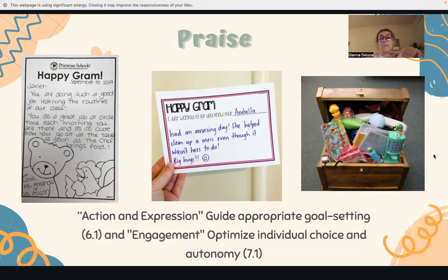So this correlates with guide appropriating goal setting and engagement optimizing individual choice, which is you have the choice to choose what you want from the treasure box. You also have the choice to choose if you want to follow the goals for that week.